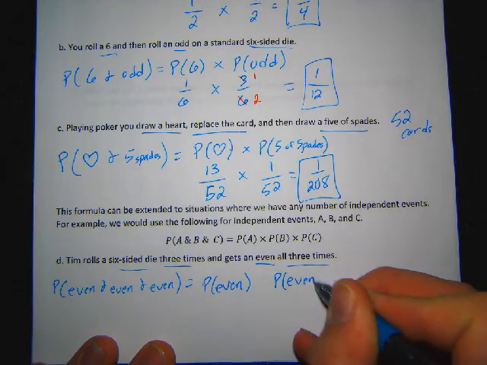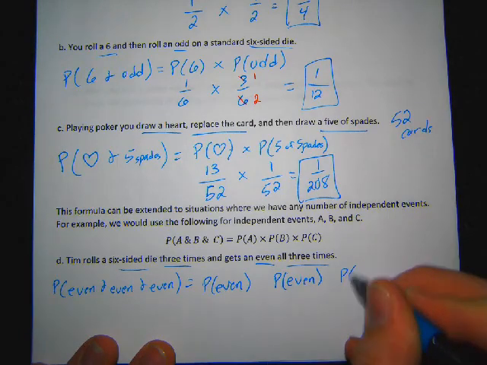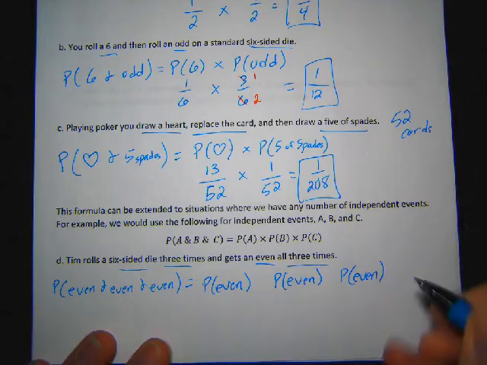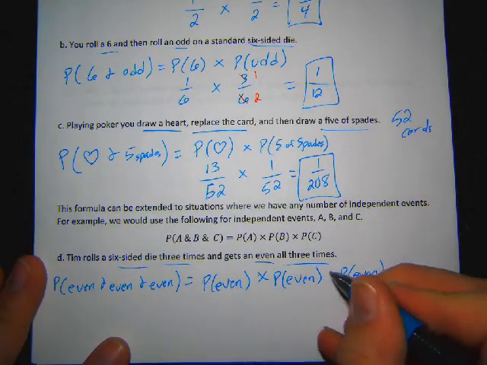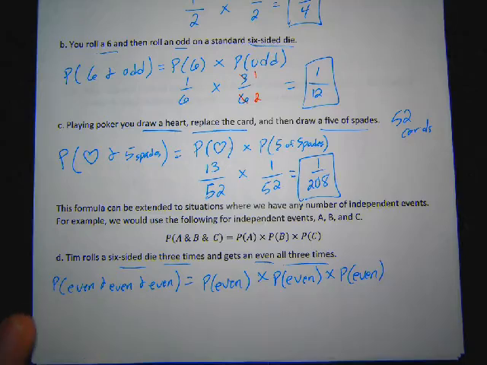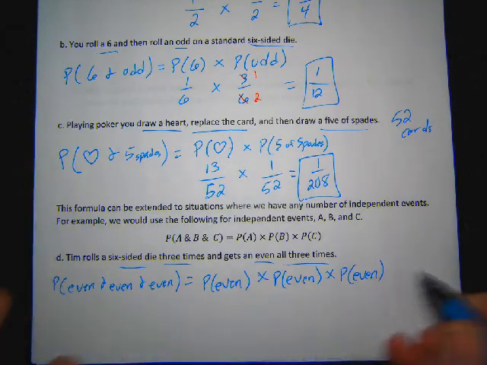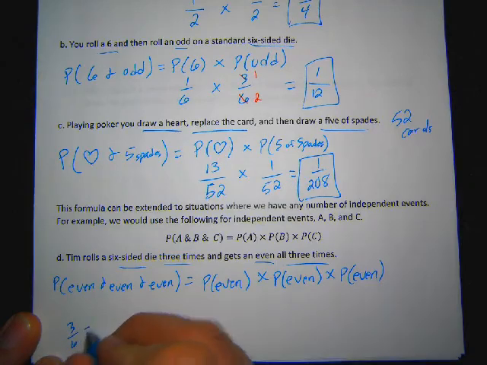And this stuff like this, it really works nice because once you know the probability of even, since it doesn't change, right? The dice doesn't change after each roll. Then you just know it's the same for all 3. Probability of even, well, there's 3 evens out of 6 sides, so 3/6. We all know that 3/6 is the same thing as 1/2.